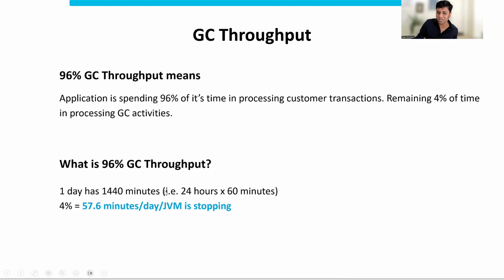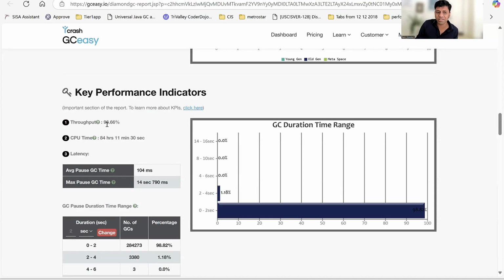What does this mean? When an application says 96% throughput, it is stopping your JVM for 57.6 minutes. That is almost 1 hour in one day that this JVM is stopping to do garbage collection. So if it's stopping for 1 hour, who is paying the price? All the customer transactions that come in that 1 hour window are going to experience a degraded, very poor response time.